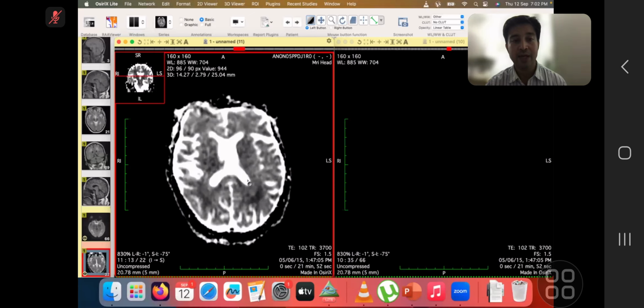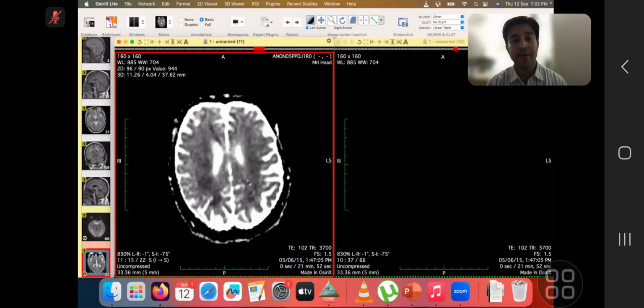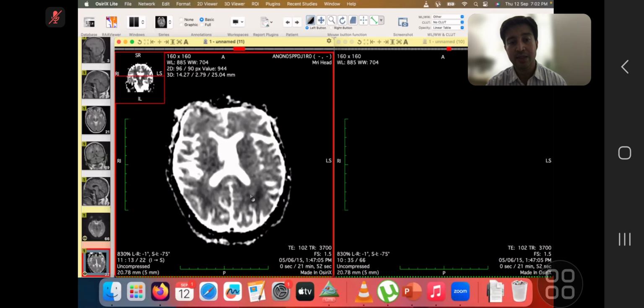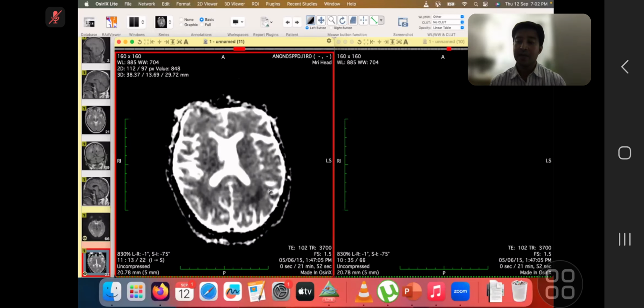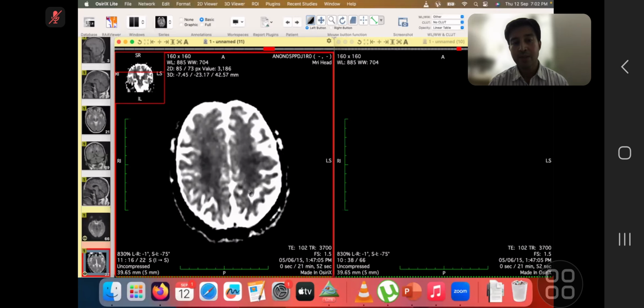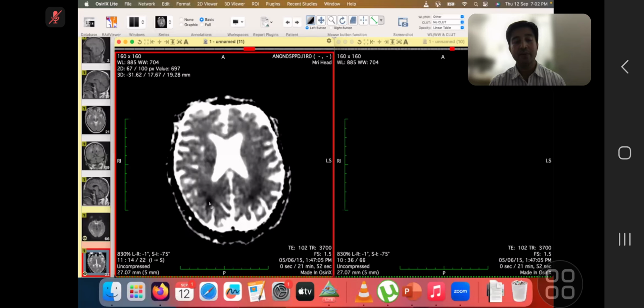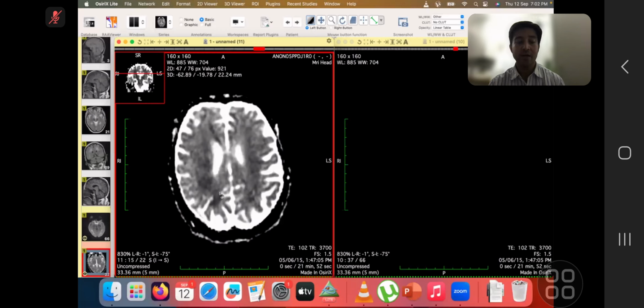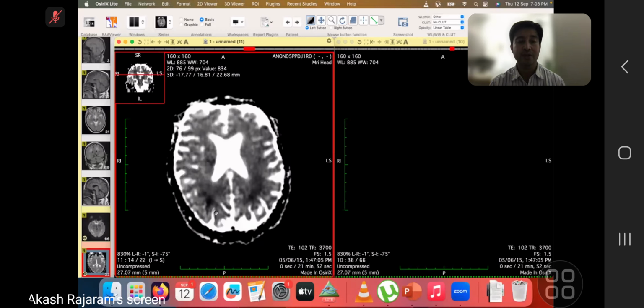Sometimes they won't give you the correct window, and you need to say, okay, if it's a stroke case, I would like to see stroke window. You need to change the window and see. And there are areas of diffusion restriction, and you mentioned HIV and all that, but with a history of desaturation, and the patient is a known case of COPD, of course, HIE should be top on your differential. So this is nothing but hypoxic ischemic changes in the brain, which is bilateral confluent periventricular white matter T2 signal changes with diffusion restriction.